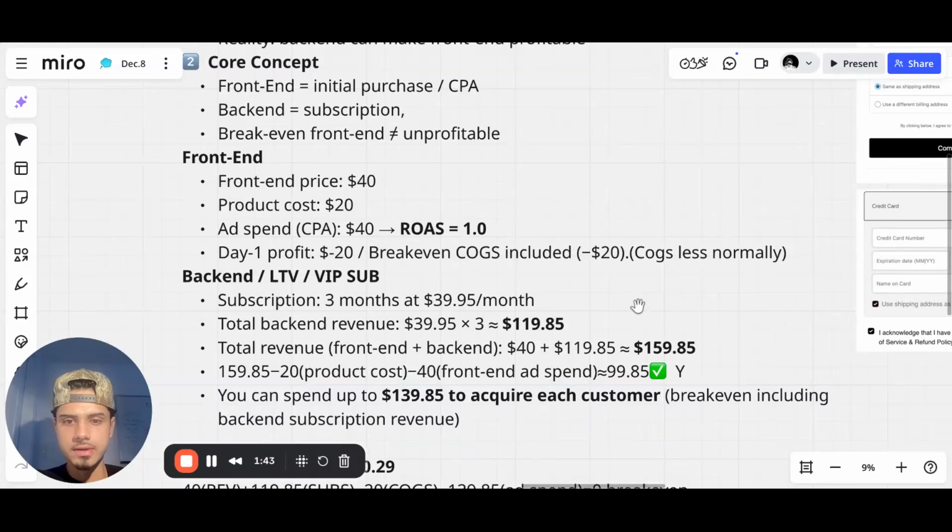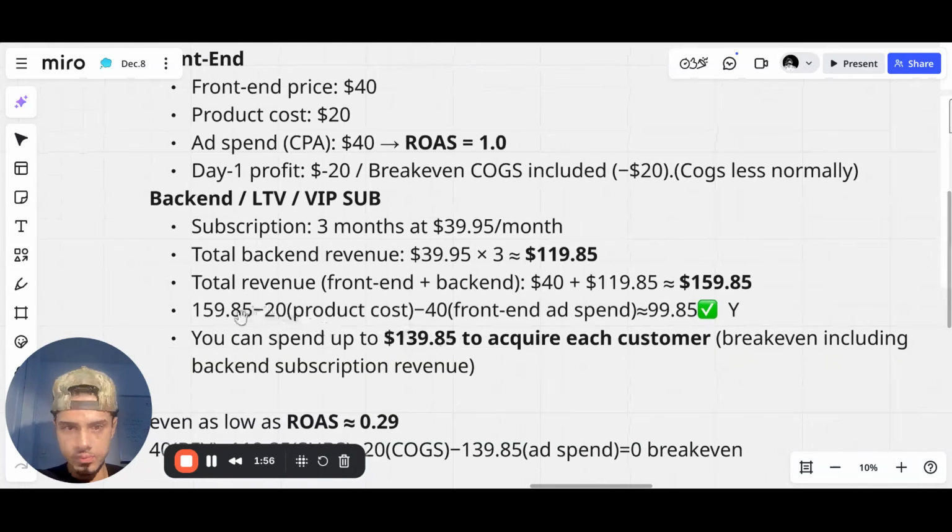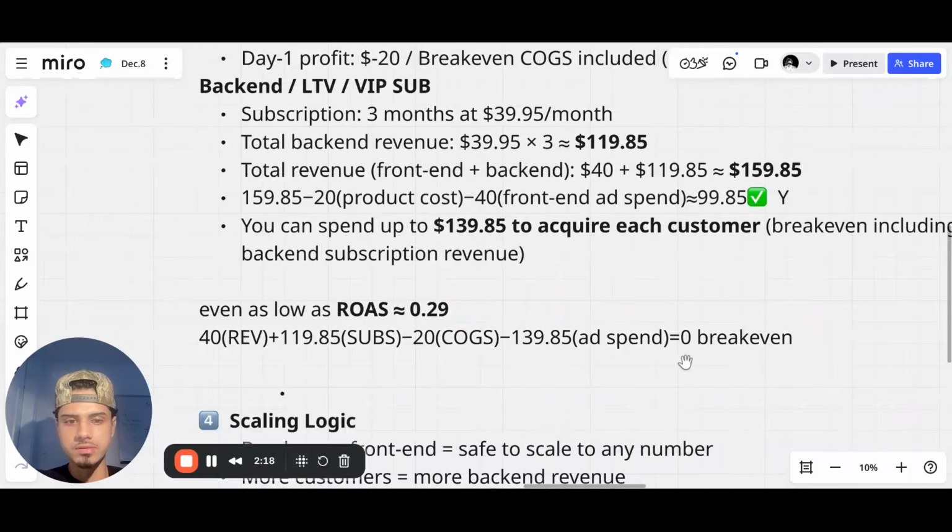But with this backend VIP that you charge the customer that you acquire, it's going to be $39.95 for 3 months. So you do get 120 per customer plus the front end revenue, whatever it is, so plus 40. If you do minus product cost minus ad spend, you make $99 per customer. And then that means you could also spend up to $139 to acquire a customer and then break even with the sub. Obviously, do the math on what your thing is, depending on how long your subscription lasts, churn, whatever. But if you continue this math, you could even scale as low as 0.29 ROAS.